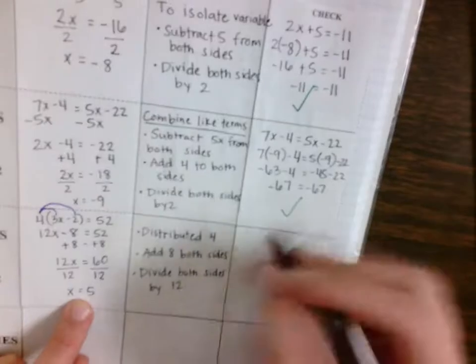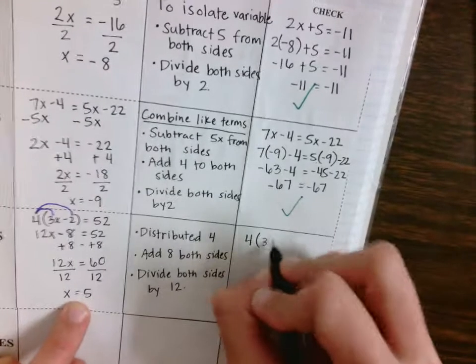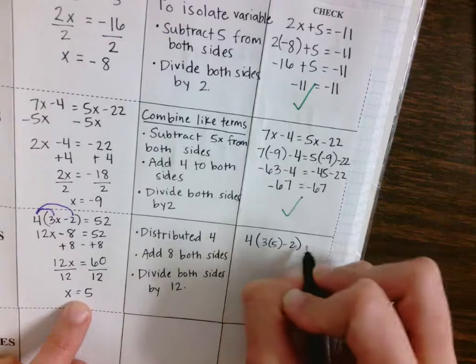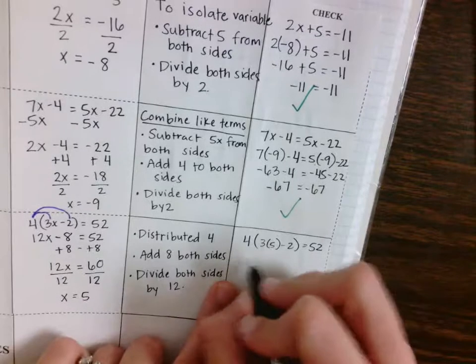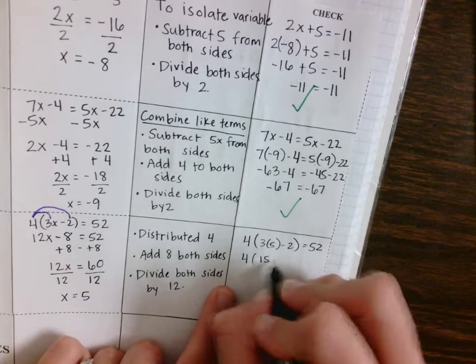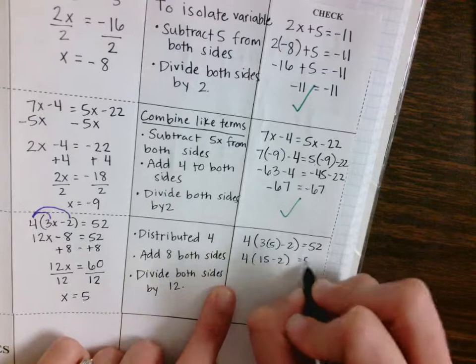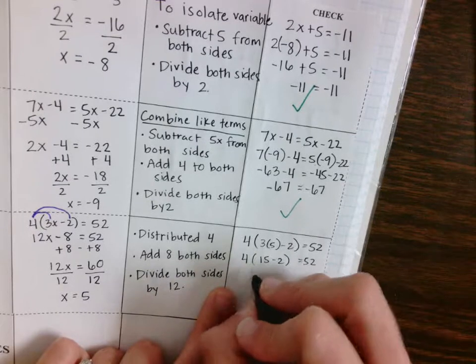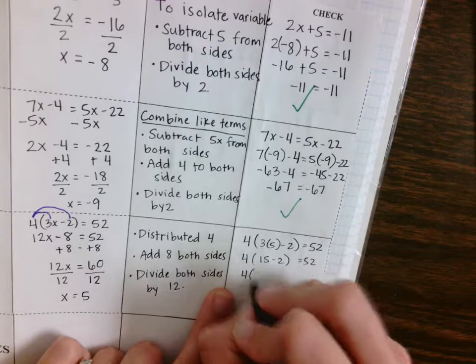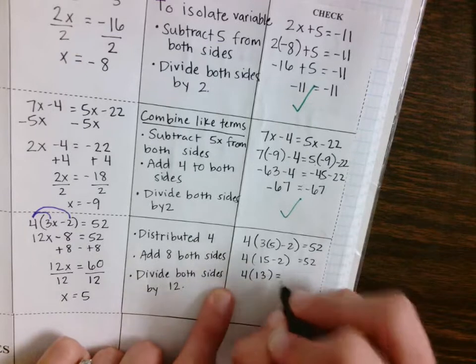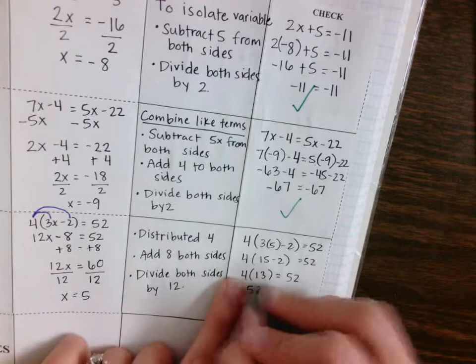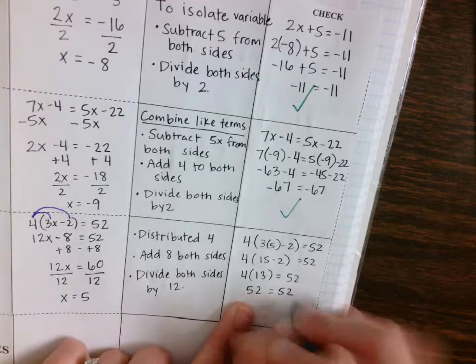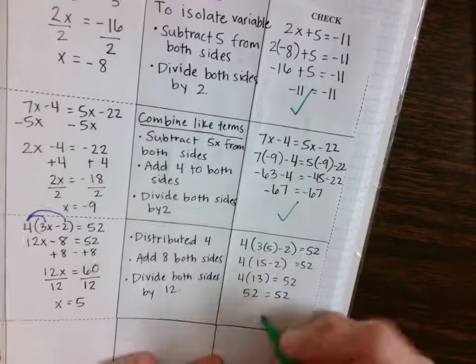our 5 for the x, so 4 times 3 times 5 minus 2 equals 52. Okay, so we're going to do our parenthesis order of operations, so 4 times 15 minus 2 equals 52, and then 4 times 13 equals 52, and 4 times 13 is 52, so 52 equals 52. So you can go ahead and check that you got the right x value.